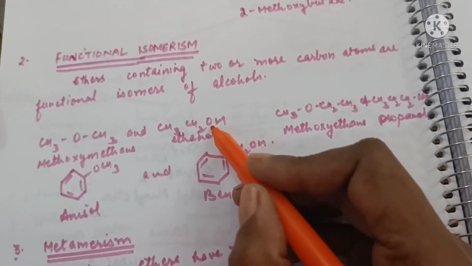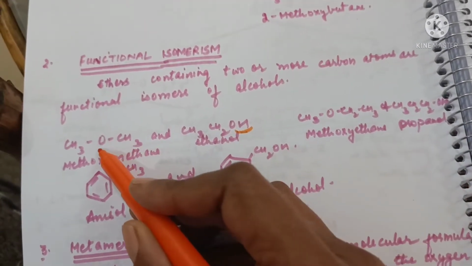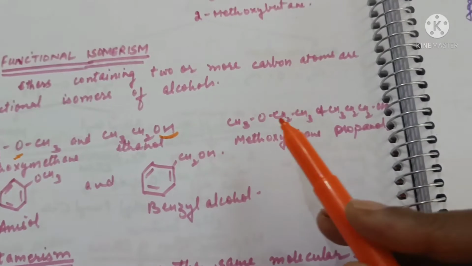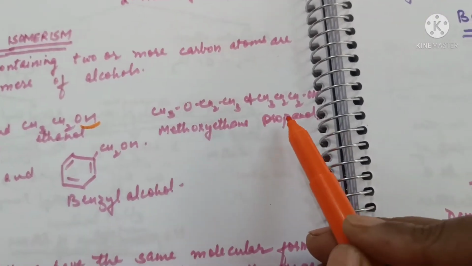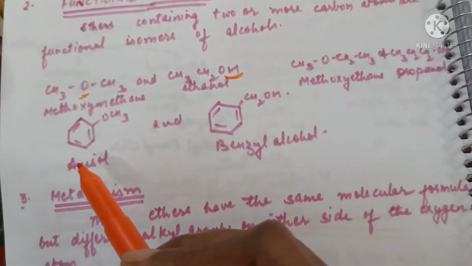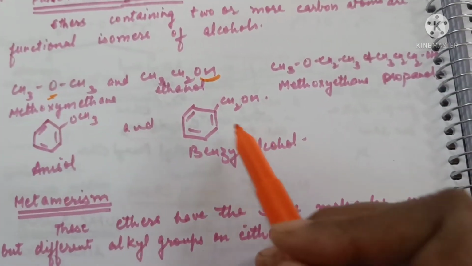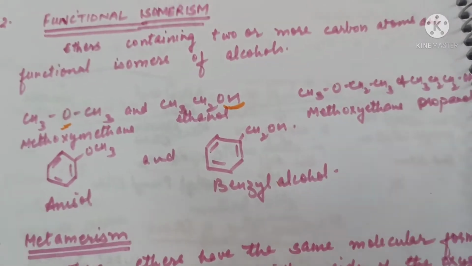Here the functional group is the alcoholic group. Here it's an ether. Similarly, methoxyethane and propanol are functional isomers. Anisole and benzyl alcohol are functional isomers.